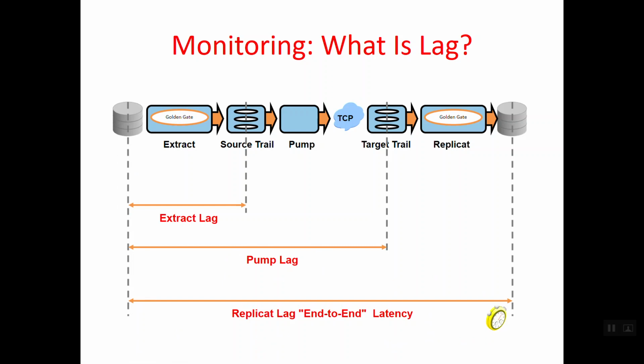The replicate lag would be the sum of the extract lag, the pump lag, and its own lag internally, which is the time taken from reading the trail file to the replicate. So the replicate lag would always be the highest. We have different ways to show the lag. The info all command also shows the lag. You might have seen it, since you have worked on GoldenGate, installed and configured it. In info all you would see the lag time. The replicate lag time would always be the highest because it is the sum of the lag of all three processes, and that is equivalent to your total lag time.